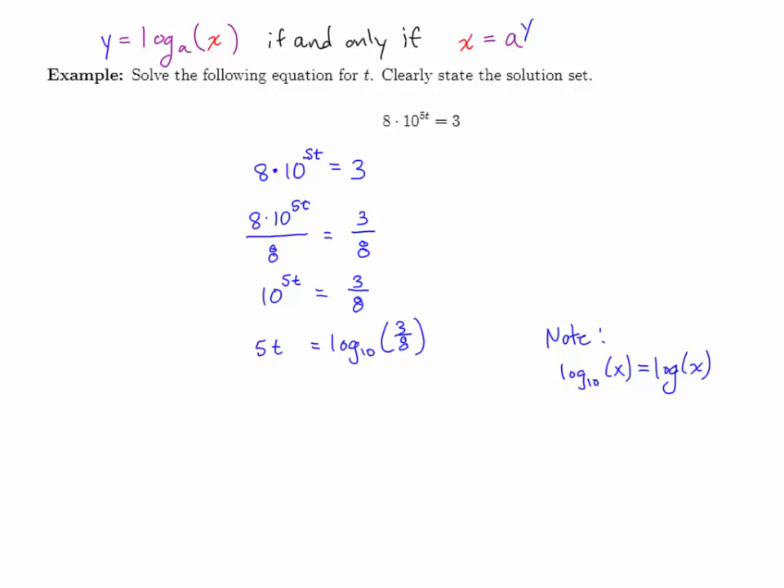From here, we'll divide each side by 5. We've got 5 times t. We need t on its own, so we'll divide each side by 5. So we'll take 5t over 5, and that'll be log base 10 of 3/8 over 5, and I'm going to leave that as just log as I fully simplify that. So that'll tell us then that t is log of 3/8 over 5.